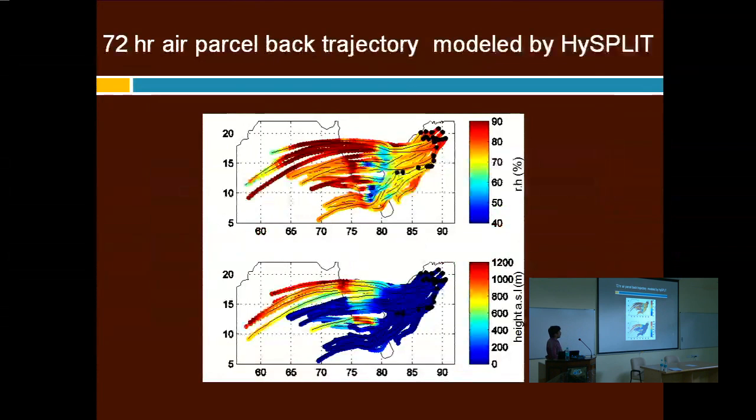This is the back trajectory analysis I have done to understand the probable source of moisture. This is the relative humidity, and this is the height of the parcel during its path. You can see that during the southwest monsoon, because of a lot of rain in the Western Ghats region, the relative humidity is very low here. And whenever it reaches my sample collection location, these black dots, it acquires moisture from the Bay of Bengal.